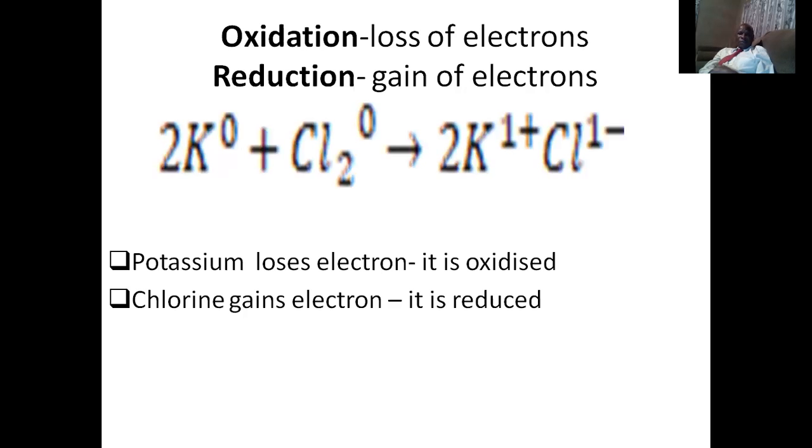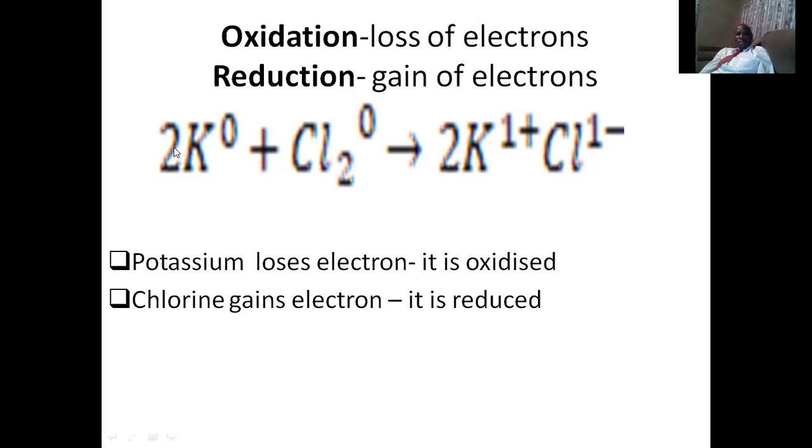So in terms of loss of electrons, now we define what oxidation is and also reduction is. We said earlier on, oxidation is the loss of electrons. So when a substance has lost electrons, we say it has been oxidized. And when it has gained electrons, we say it has been reduced, or that is a reduction reaction.